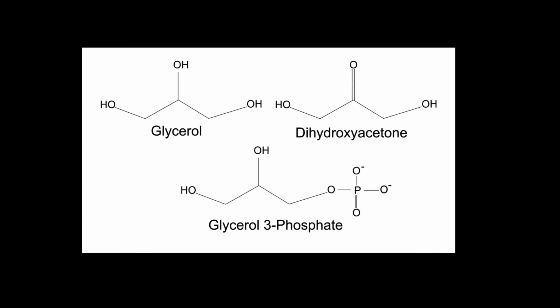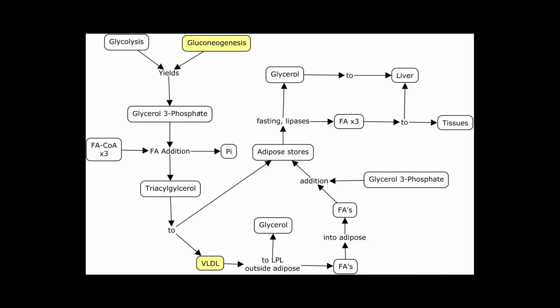So first off, the little concept map for this one, we're going to be working with G3P, glycerol 3-phosphate. That's, as I just said, pretty much going to be our backbone. You can get it from glycolysis. In the liver, you can get it from gluconeogenesis. You're going to add 3 fatty acids to it, and you're going to kick off the phosphate. That's going to give you your triglyceride or your triacylglycerol.